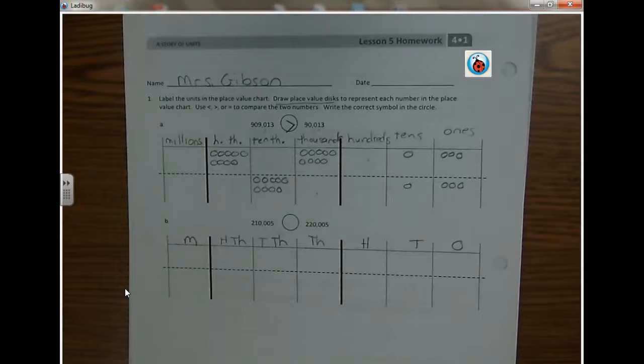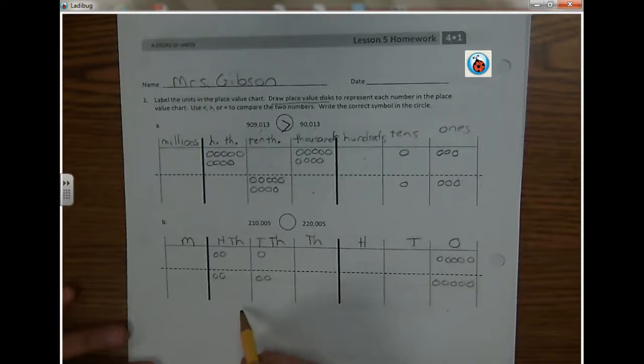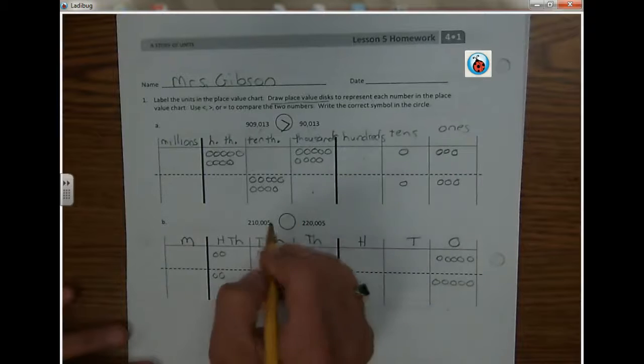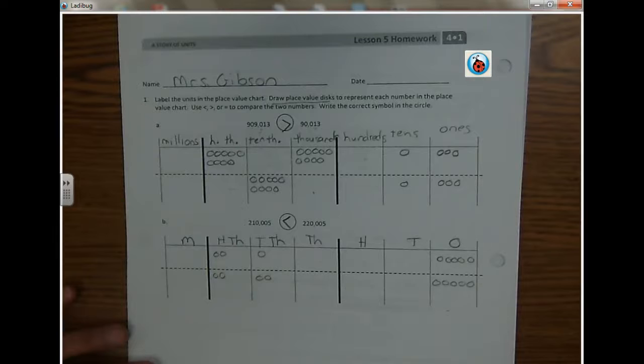Go ahead and work on the second one. Pause the video, work on the second one on your own, and come back and check your work with me. Okay, so I represented 210,005 on the top line, and I represented 220,005 on the second line. Just listening to those numbers, you can tell that the second one, 220, is bigger than 210. Therefore, there should be a less than sign in this circle.